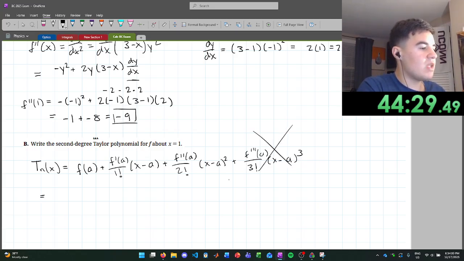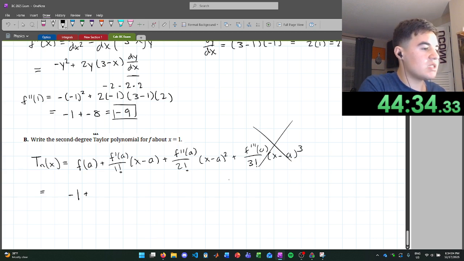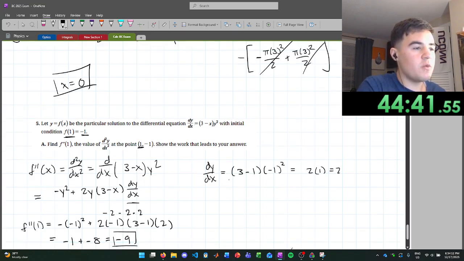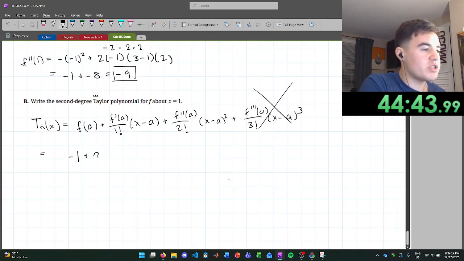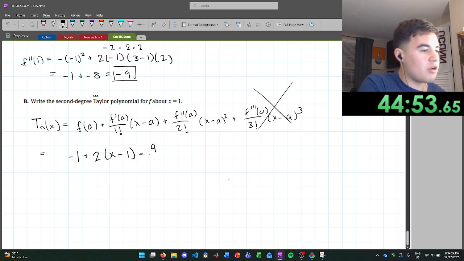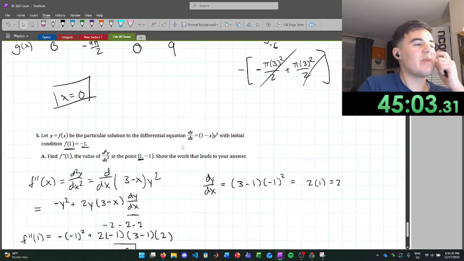Just plug in our values. We have f of 1, which is negative 1. So negative 1 plus f prime of 1, which we said was 2. So plus 2 over 1 factorial, which is 2, times x minus 1, plus f double prime at 1, which we valued was minus 9. So minus 9 over 2 times x minus 1 squared. So the questions kind of led us into getting this polynomial, right? It showed us how to get there by making us do the work.